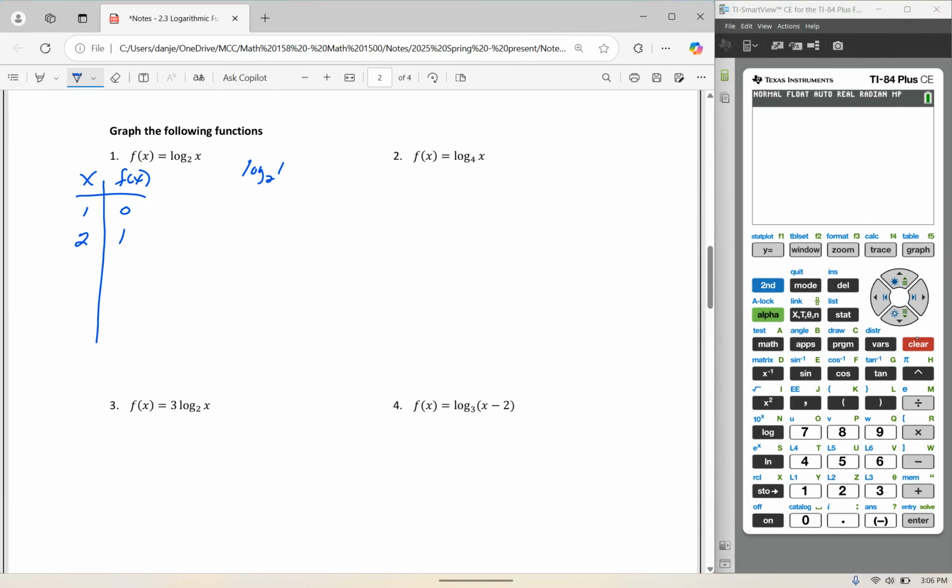Okay? That's because log base 2 of 1 is equal to 0, because 2 to the 0 is 1. Log base 2 of 2 is equal to 1, because 2 to the first equals 2. The log base 2 of 4 is 2, because 2 squared is 4. Okay?